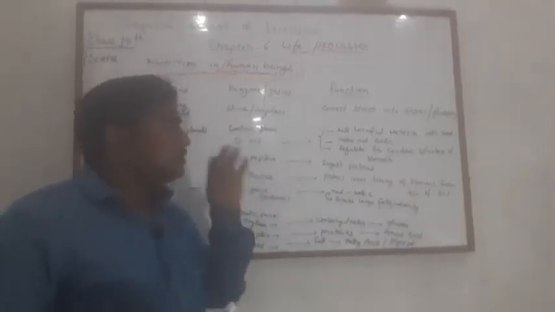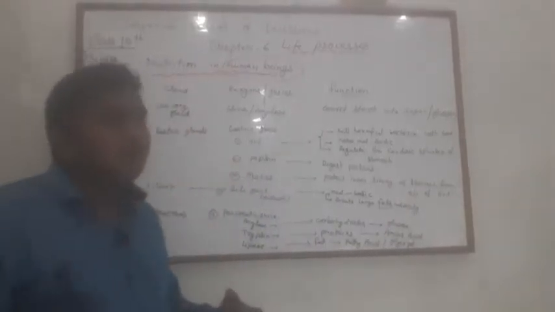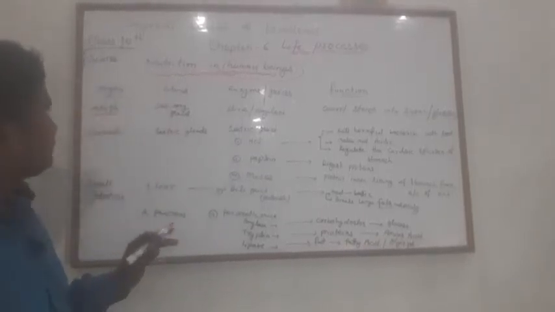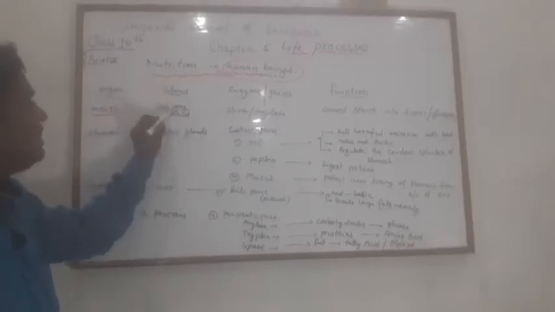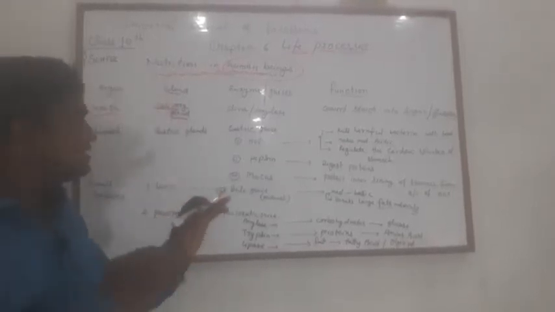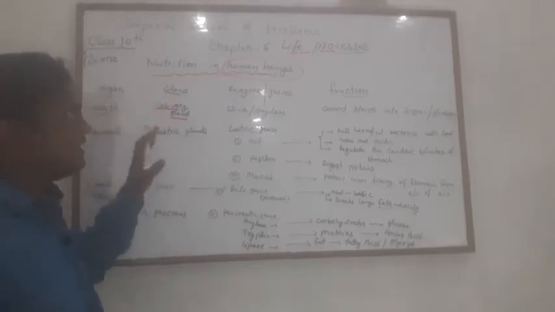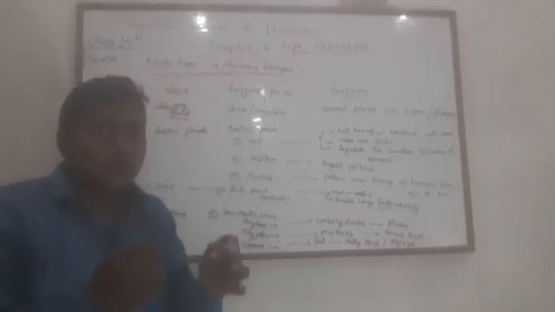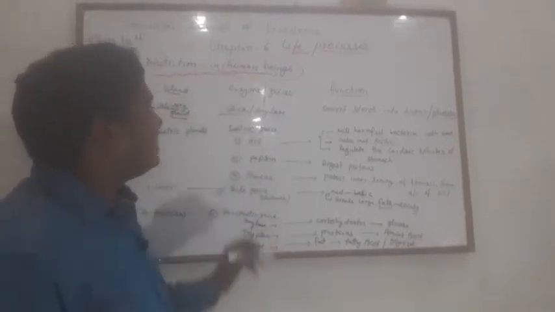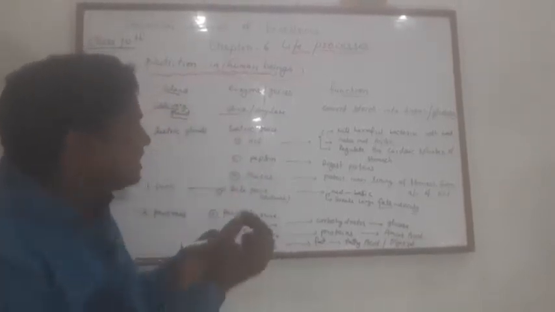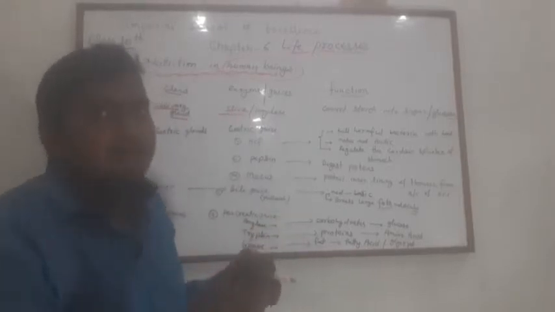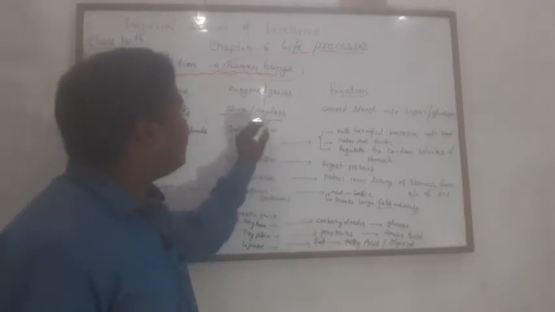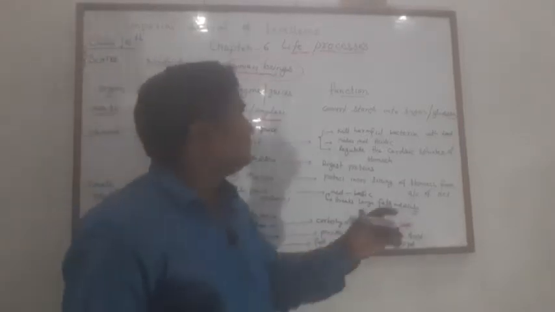So when the food goes to the mouth, what happens in the mouth? In the mouth there is a gland named the salivary gland, and this salivary gland releases a juice which is called saliva. Saliva has an enzyme called amylase. Amylase is an enzyme.